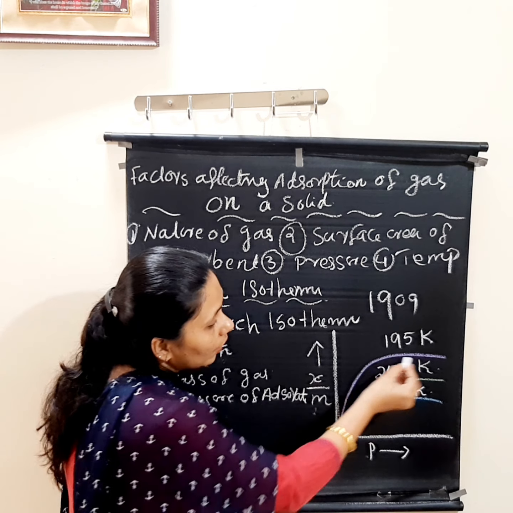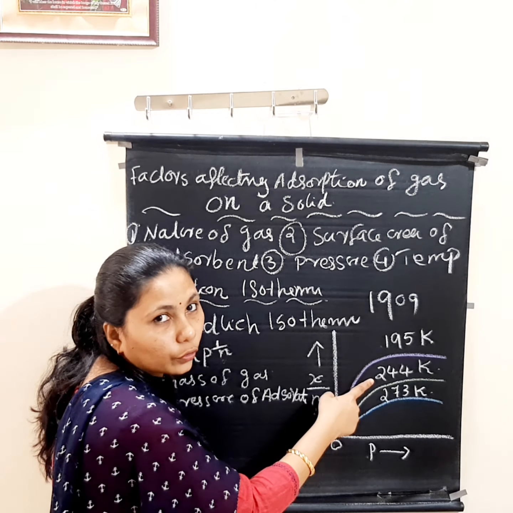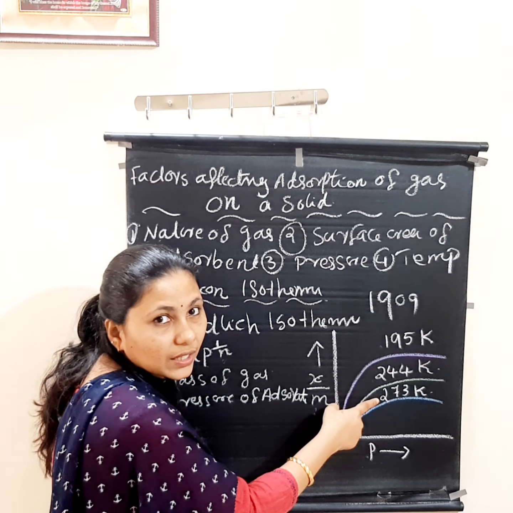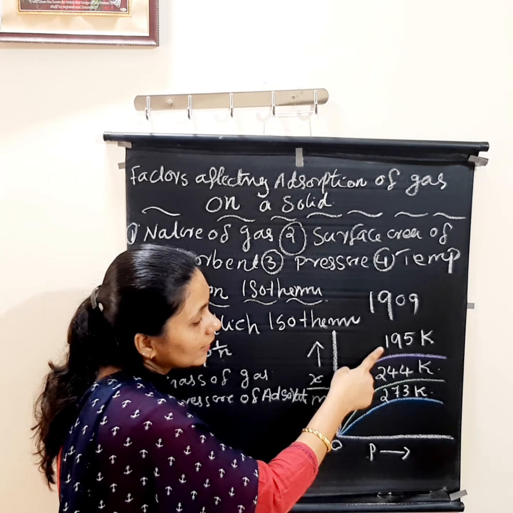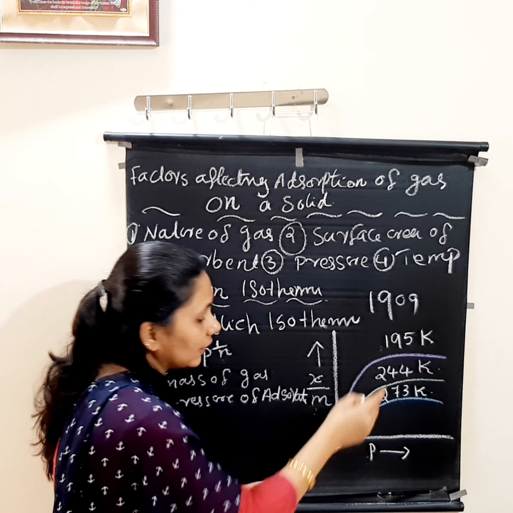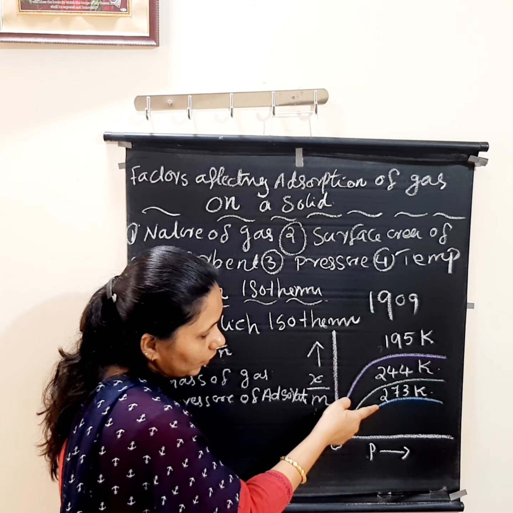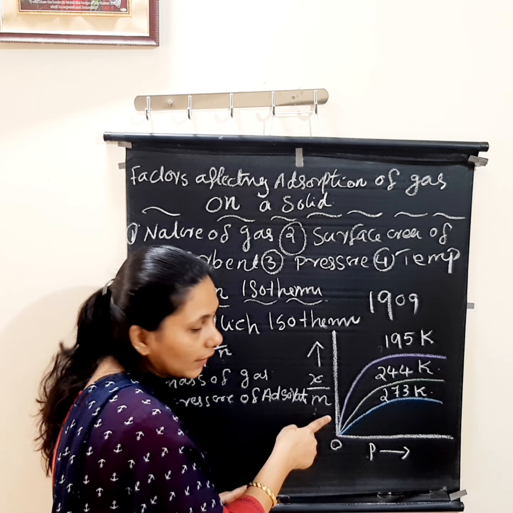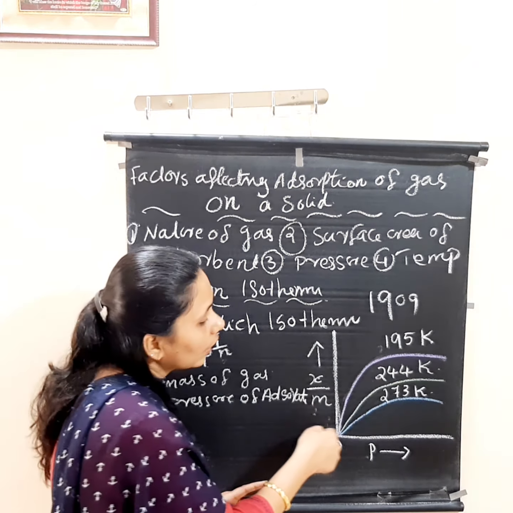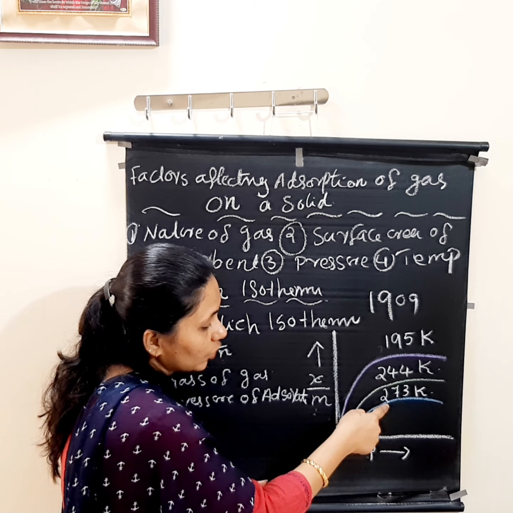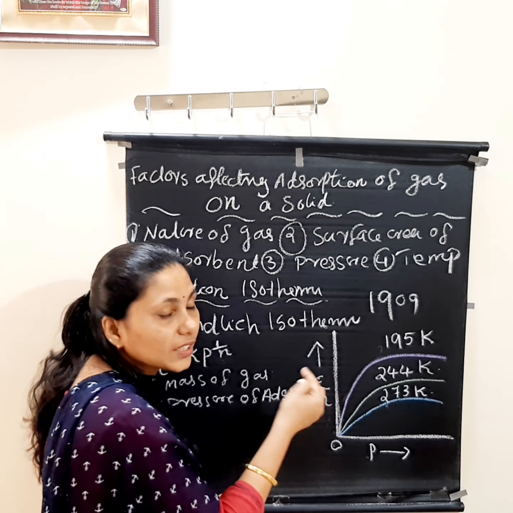Here you can see the first curve is obtained at 195 Kelvin, the second curve at 244 Kelvin, and the third curve at 273 Kelvin. From these we can observe one thing. With decreasing temperature, adsorption increased. That is why at 195 Kelvin, the lowest temperature among these, the highest adsorption happened, and we got the largest curve. And 273 is the highest temperature, and at that temperature we got the lowest curve.